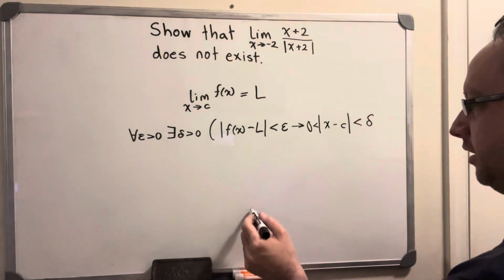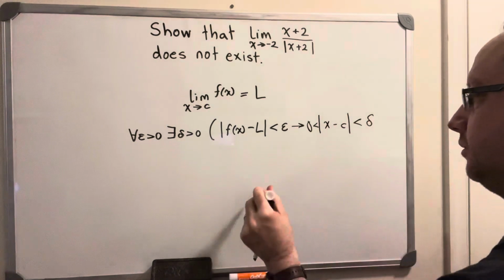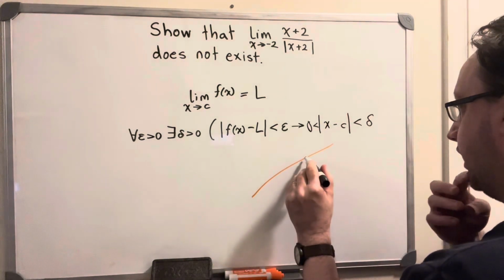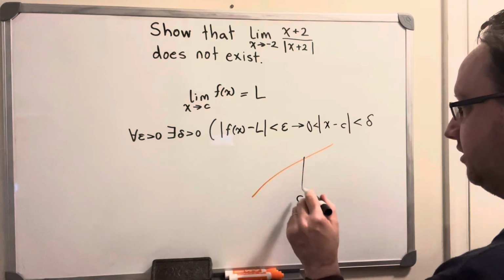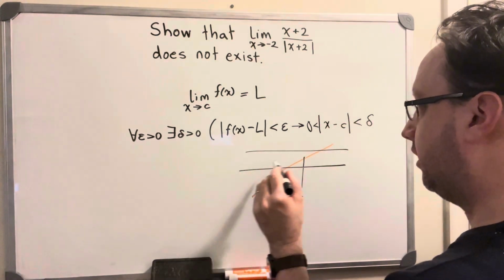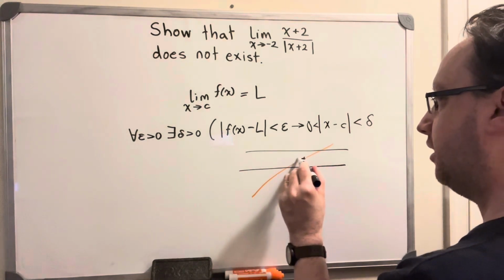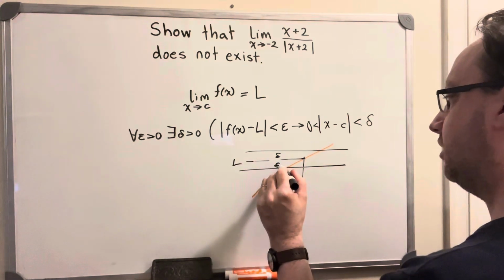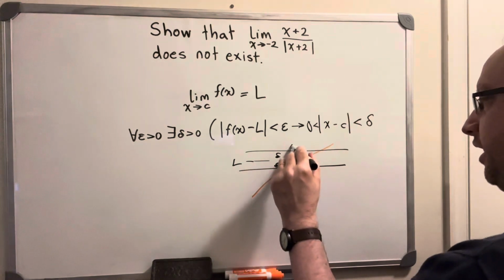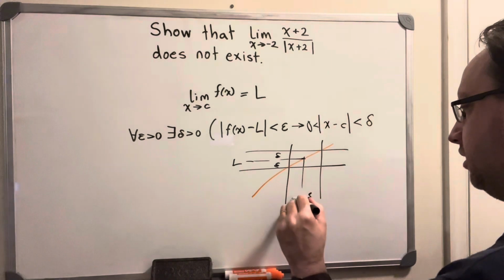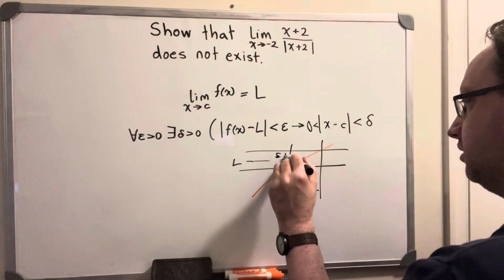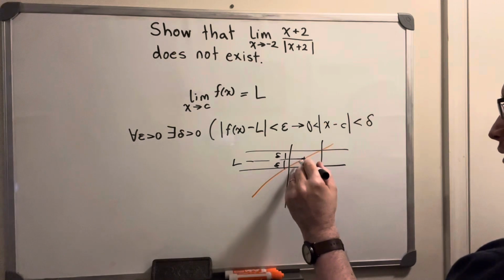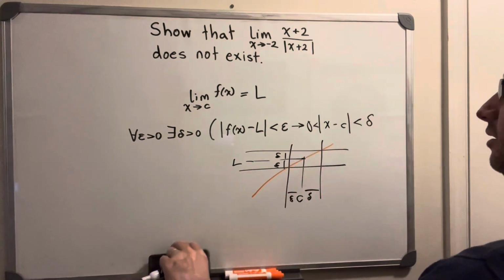So graphically, we're saying that if this is the function, and this right here is c, if we specify any epsilon, then there will be a value delta such that if we're in here, then the value of the function will be within here.